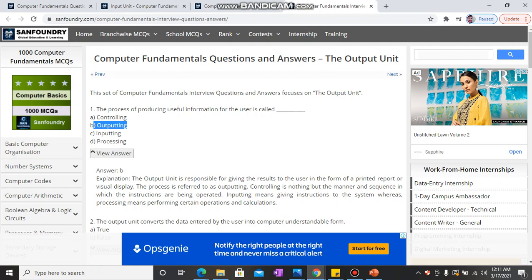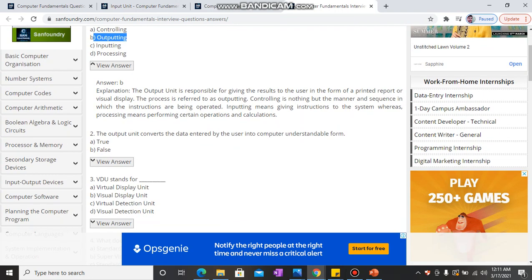Controlling is nothing but the manner and the sequence in which the instructions are being operated. Inputting means giving instructions to the computer, whereas processing means performing certain operations and calculations.